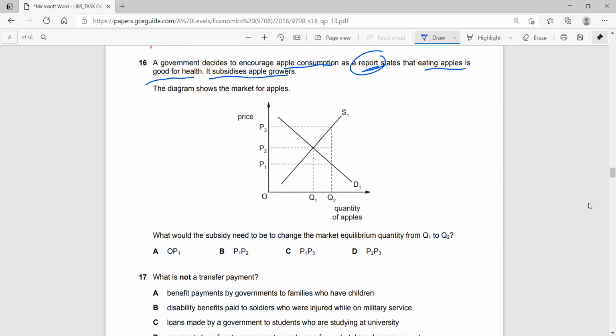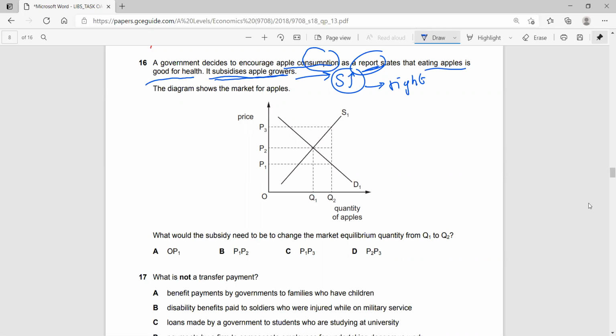It's doing that because if apple consumption is good for health, that is in a way a merit good. It is a private benefit to yourself. But if your health improves, it is a general societal benefit as well. And it subsidizes apple growers. What subsidies do is they reduce cost of production, allowing supply to increase, which moves supply right. Supply and demand both increase right and both decrease left.